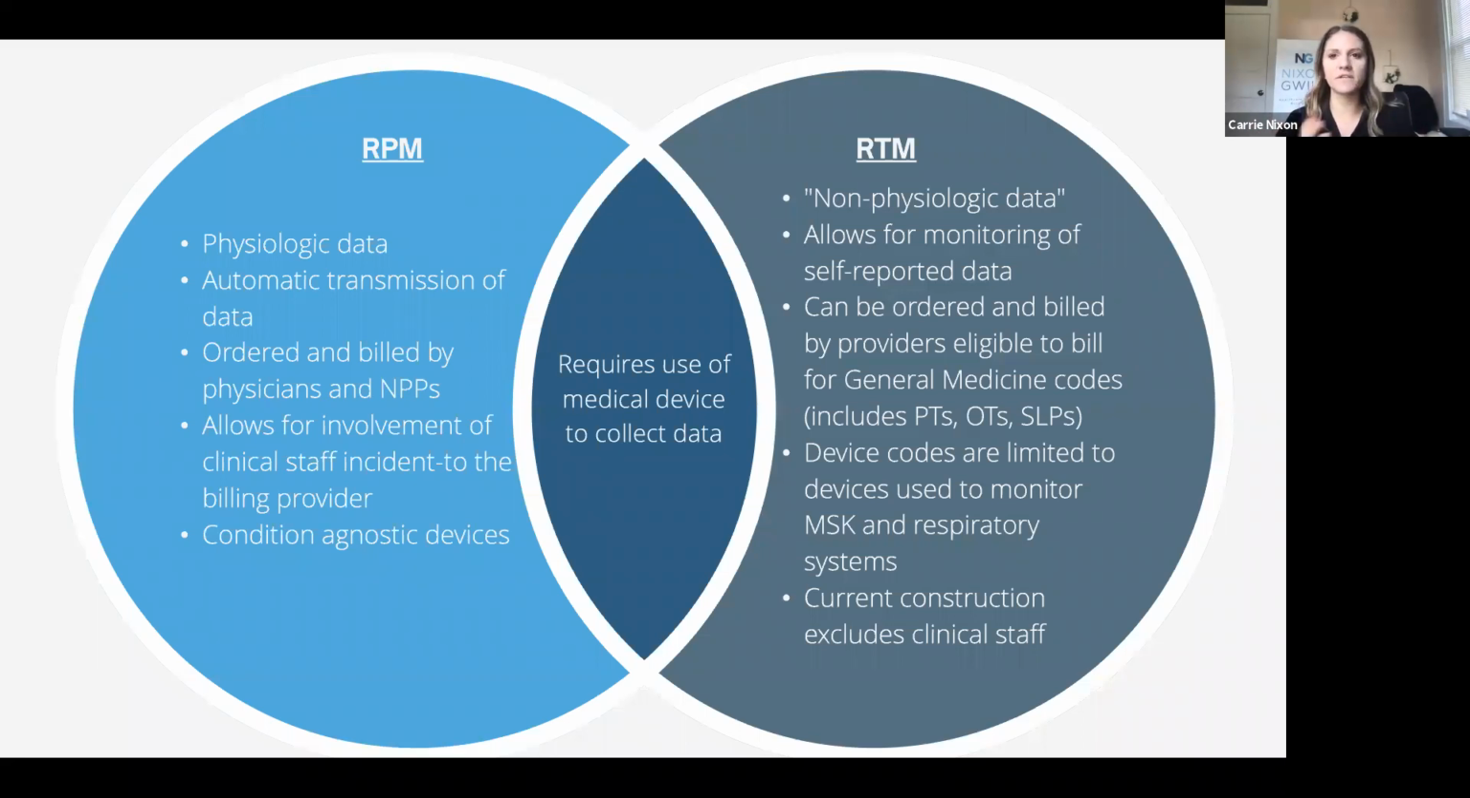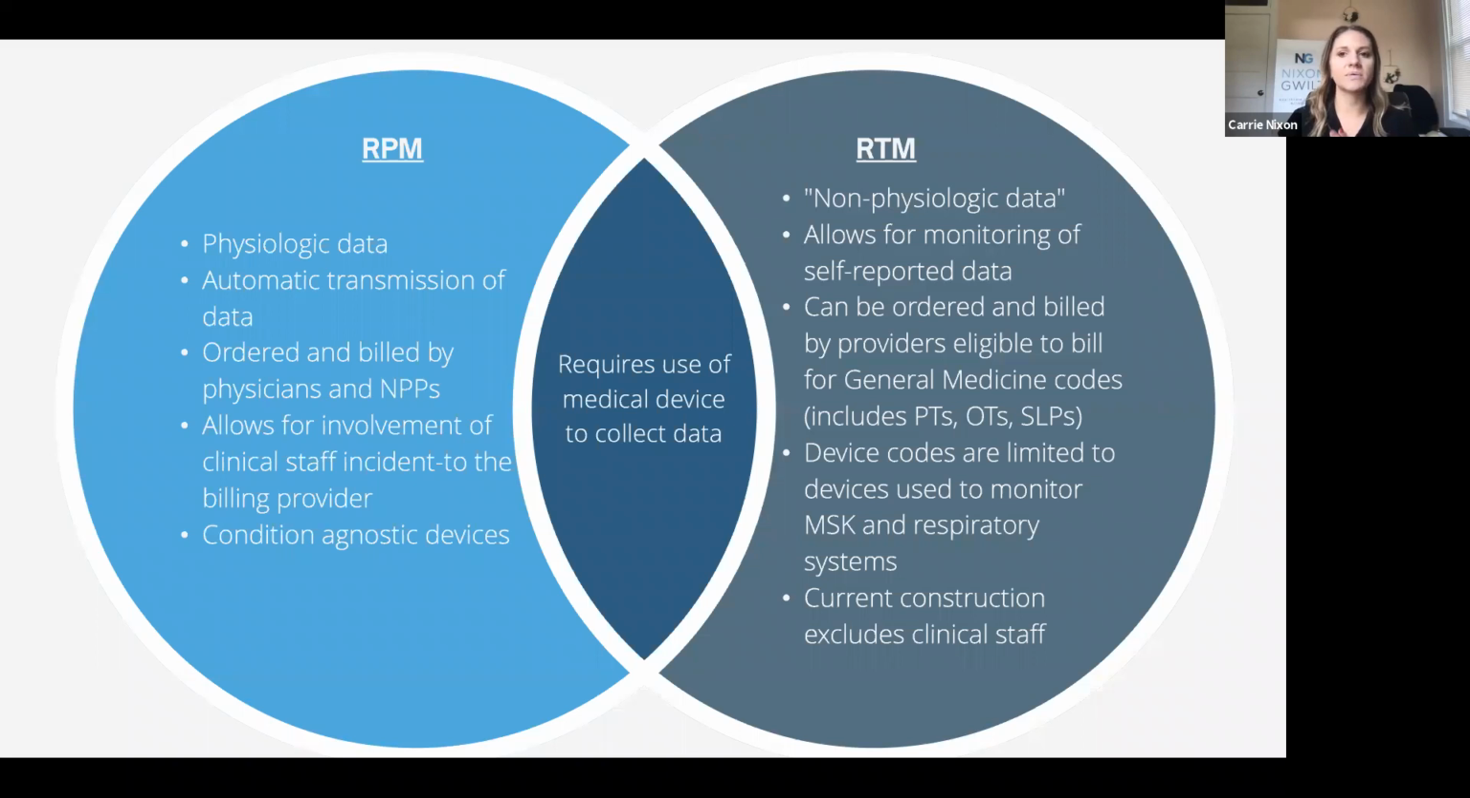On the right side of your screen, that circle is going to tell you everything about RTM and what has been proposed by CMS for the coverage requirements that they want to have in place. So basically for RTM, what CMS has said is they would like to only reimburse for RTM for when it's monitoring non-physiologic data. That is different than RPM, which monitors physiologic data.